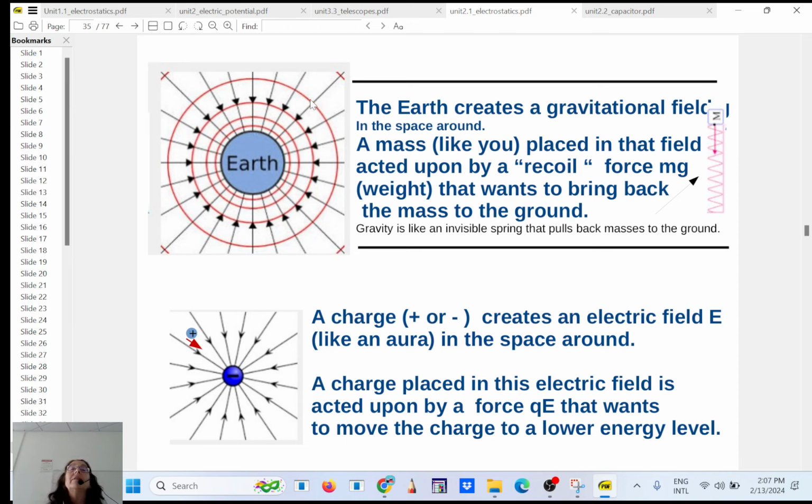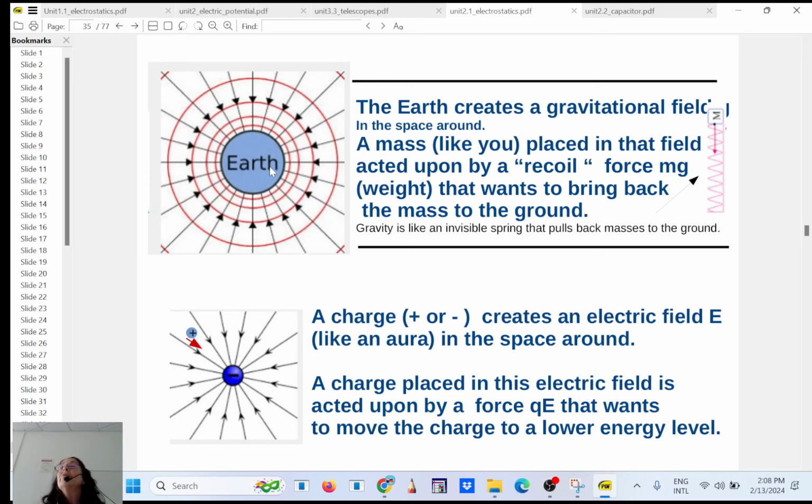That gravitational field exists even if you don't put a moon, or if you don't put people around, or if you don't put any mass inside that field, it still exists. And then you place a mass inside the gravitational field, and that mass will be acted upon by a force that we call mg.